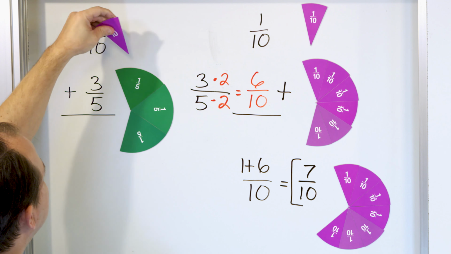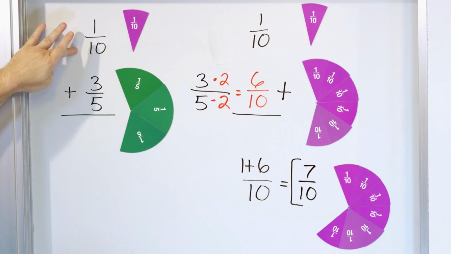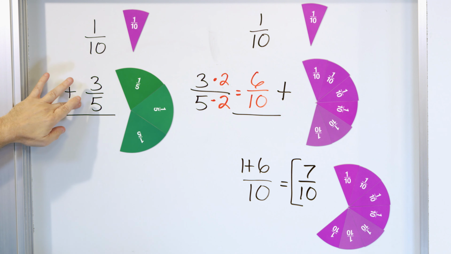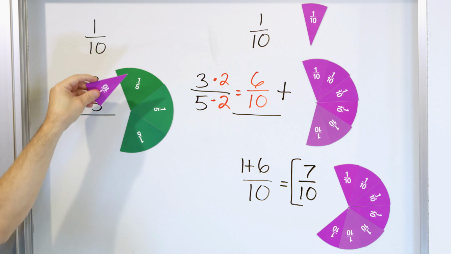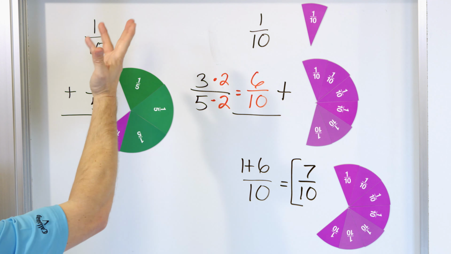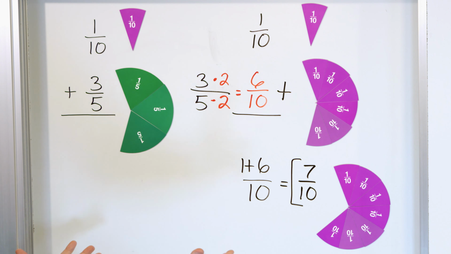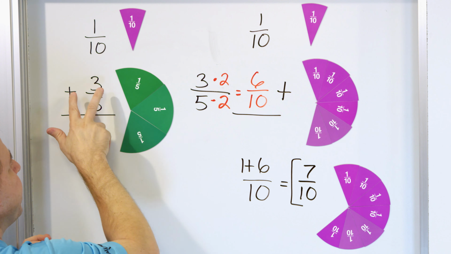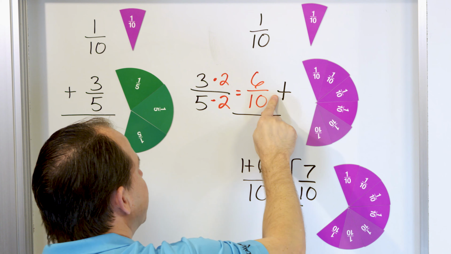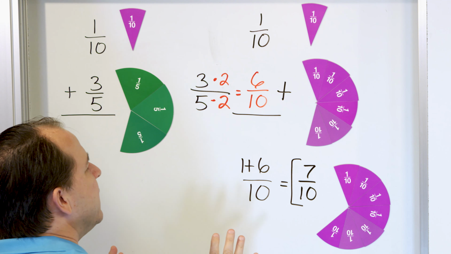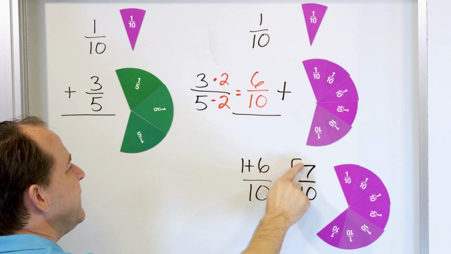So we started with something that looks totally different, 1/10 of a pizza and 3/5 of a pizza. We know that if we add this to this, then this is the total amount of pizza in the box. We know that. But in order to do it with math, we have to change one or both of these fractions to have the same bottom. Once we have the same bottom, then we can just add the tops, get 7/10.